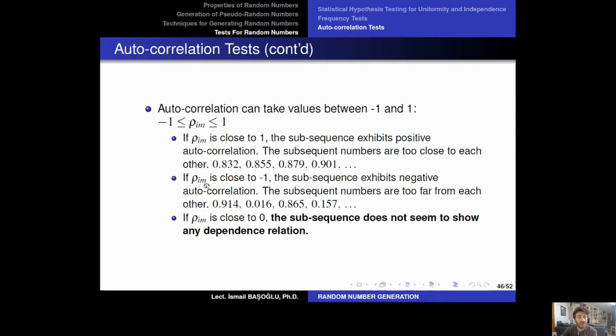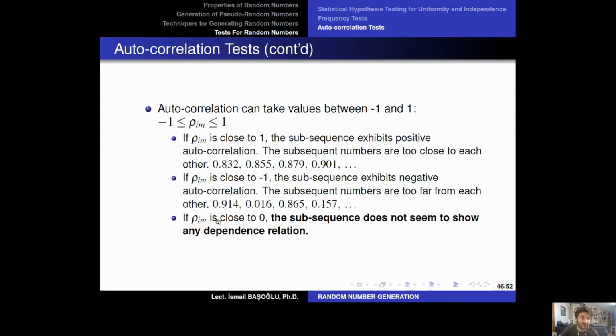Now, if the autocorrelation is very close to -1, in that case, we say that the subsequence exhibits negative autocorrelation, which means the subsequent numbers are far from each other. So just like in that example, we have a very large number, then small, then large again, then small again. So we do not want any of these situations. We actually want to see a practically independent sequence, right?